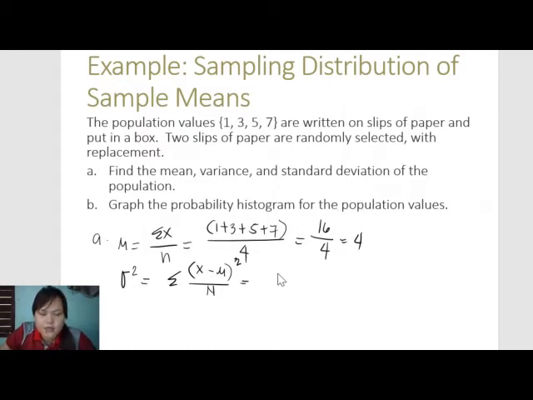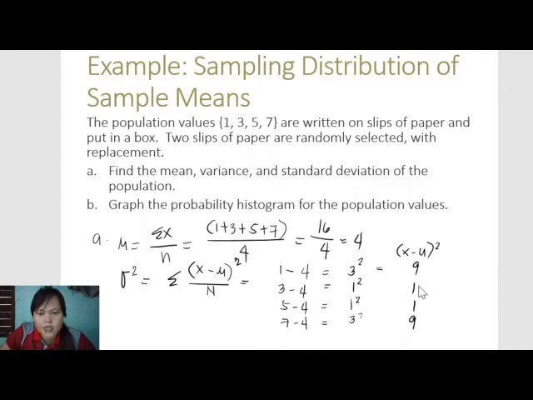Since we already have the mean, that would be 1 minus 4, 3 minus 4, 5 minus 4, 7 minus 4. Then we square them. 1 minus 4 is 3 squared, 1 squared, 1 squared, 3 squared. So this is the (x minus mu) squared: 9, 1, 1, 9. 9, 18, 19, 20.